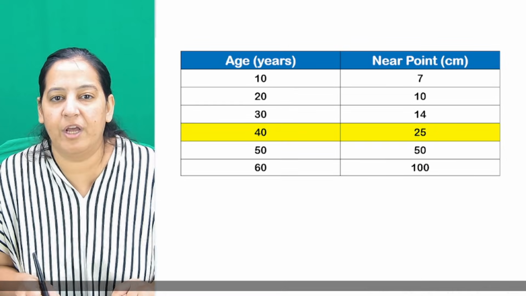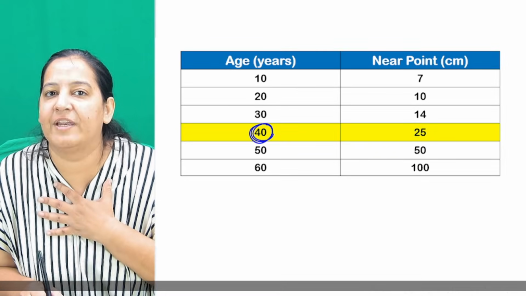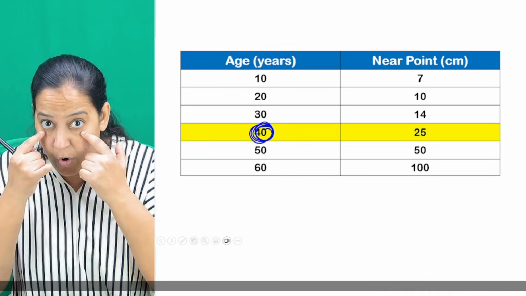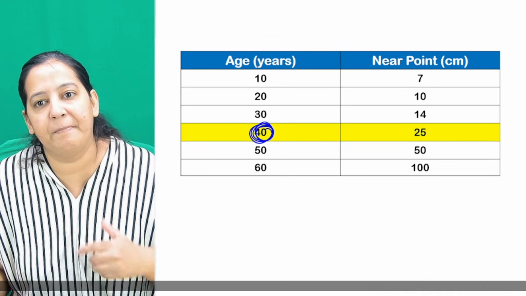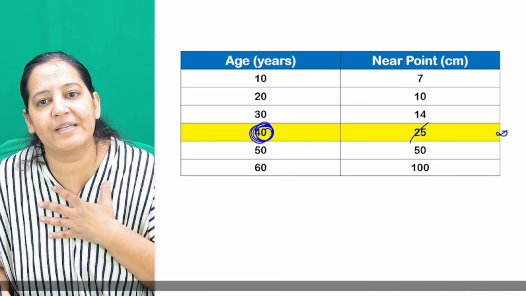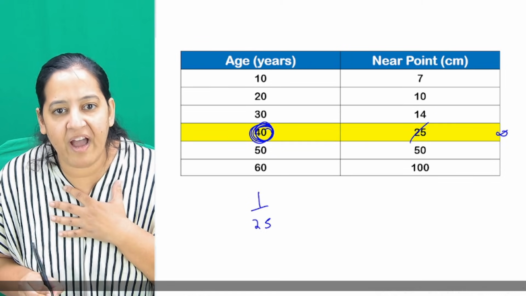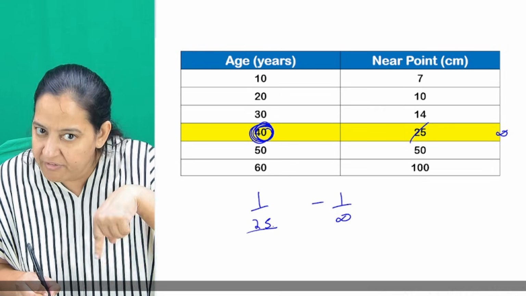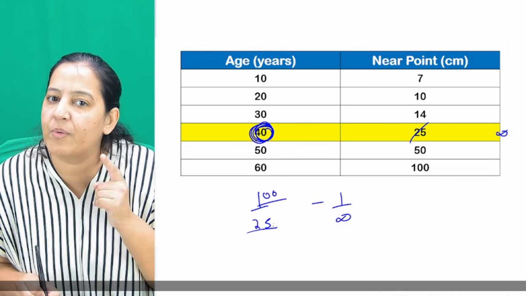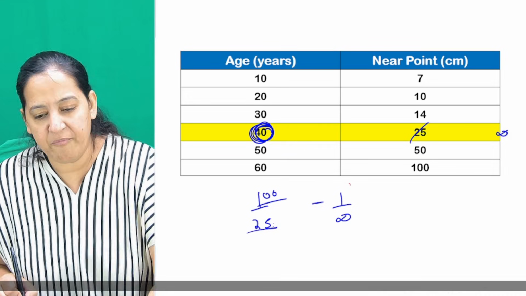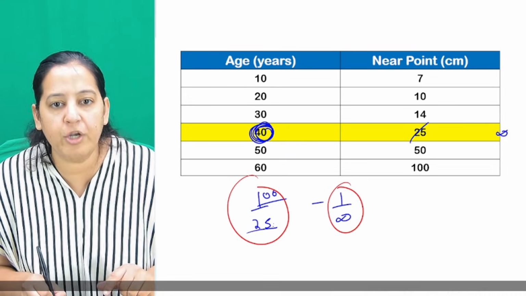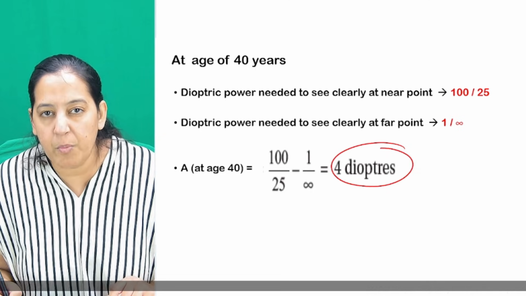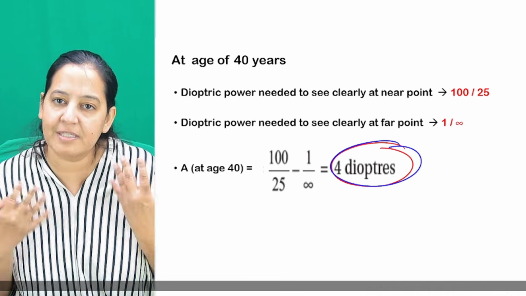Yes. And if I want to calculate my own amplitude, suppose I'm 40 years old. How to calculate my amplitude of accommodation? My far point is infinity and my near point is 25. So 1 upon 25 minus 1 upon infinity. But 25 is in centimeter, so I have to convert into meter. It will be 100 upon 25 minus 1 upon infinity. 1 upon infinity is 0 and 100 upon 25 is 4 diopter. So my amplitude of accommodation is 4 diopter.